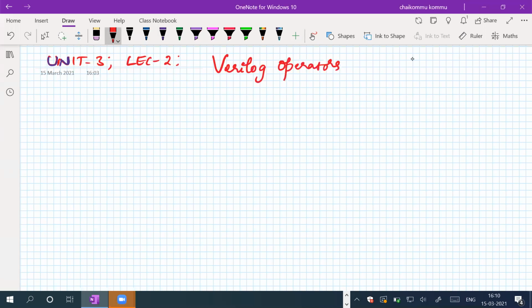Okay. So this is the special topic that we can see in the data flow modeling. In fact, these operators are not necessary only for data flow modeling. They can be used anywhere, in any modeling style that we can use. But here we have a concept, therefore we discuss it here. So what do you mean by an operator?